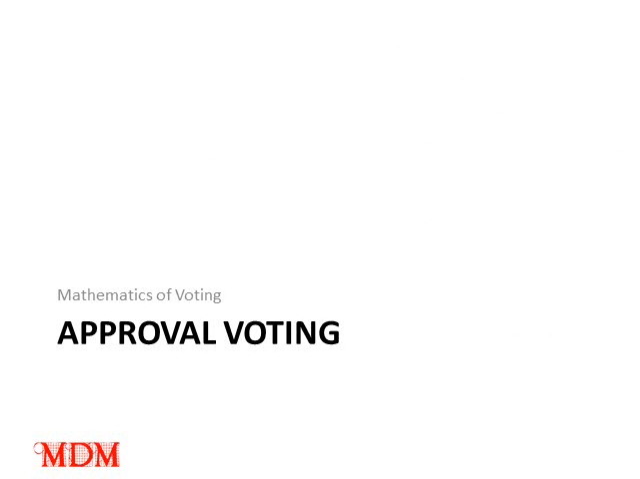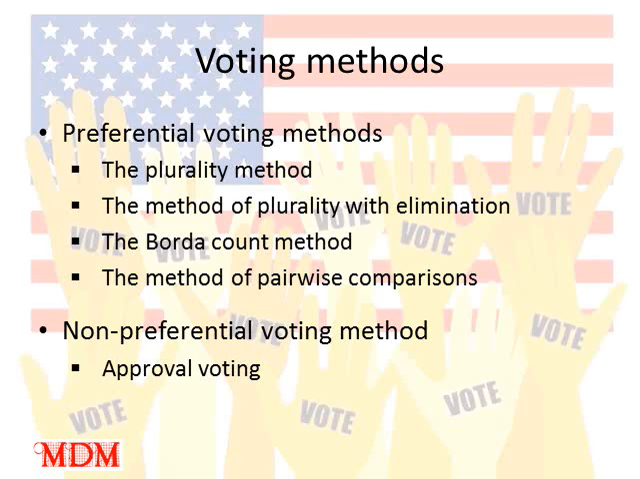Now let's take a moment to look at approval voting. As you'll recall, we have studied preferential voting methods, which include the plurality method, the method of plurality with elimination, the Borda count method, and the method of pairwise comparisons. We've only talked briefly about the non-preferential voting method, in that we did say that there is one type that we're going to focus on, and this is the lesson where we're going to have an opportunity to do that. And that one type is approval voting.